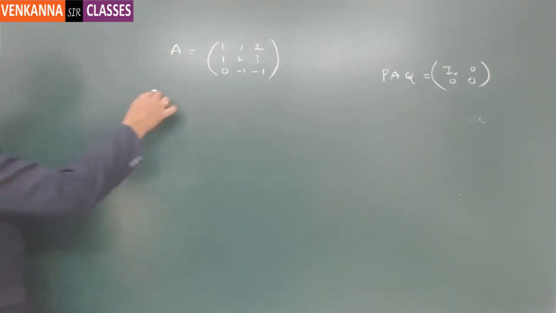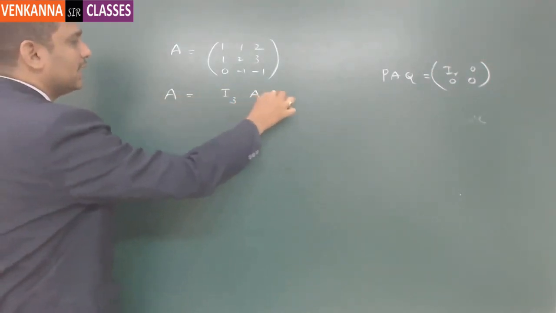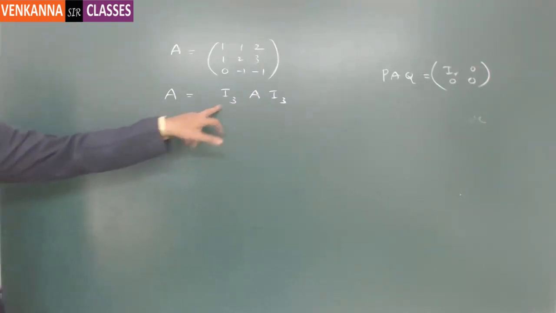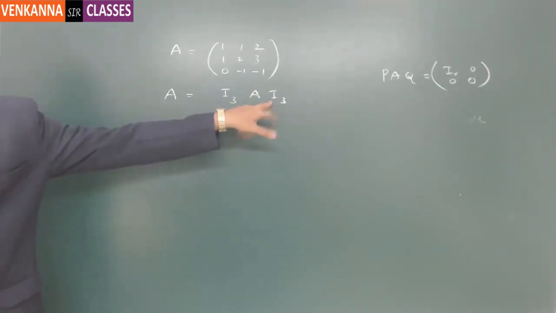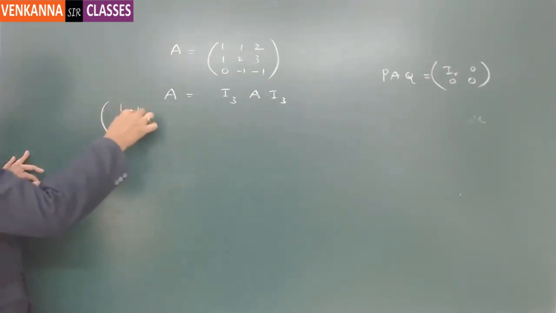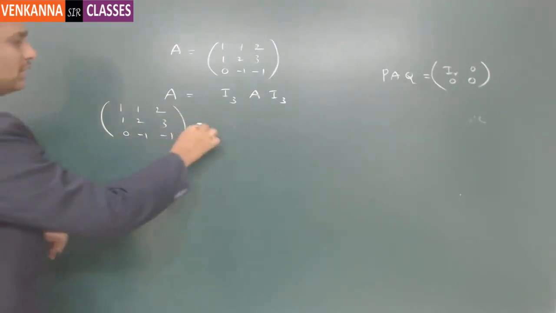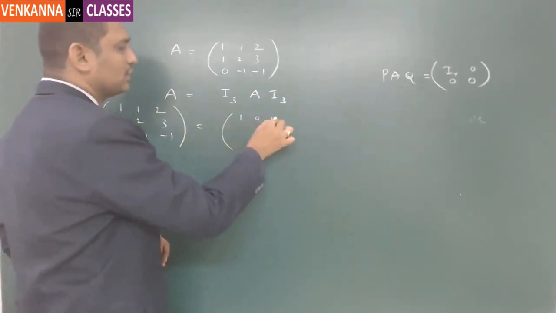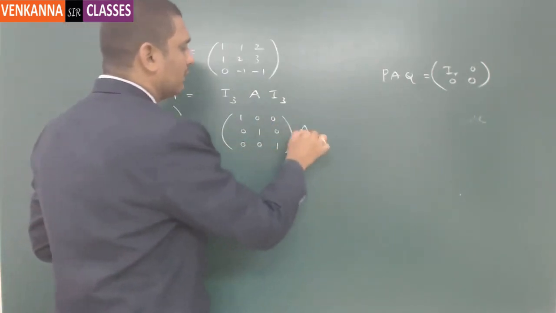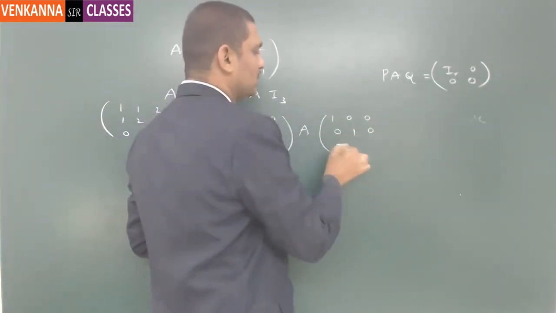So we will write that A is equal to I3 A I3. The prefactor is for rows and the post factor is for columns. So it is nothing but 1, 1, 2, 1, 2, 3, 0, minus 1, minus 1 equals 1, 0, 0, 0, 1, 0, 0, 0, 1. A will be taken as it is, again 1, 0, 0, 0, 1, 0, 0, 0, 1.